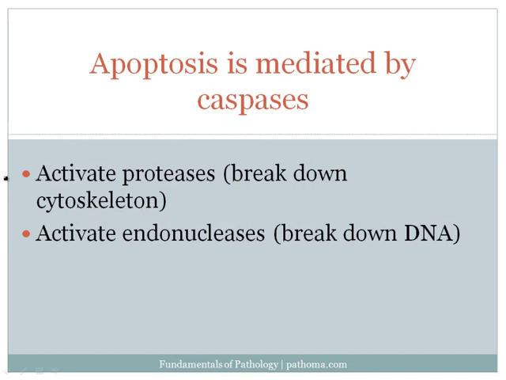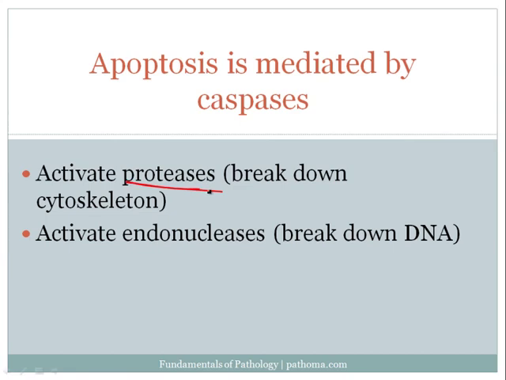Now, the key mediator of apoptosis is something called a caspase, and that's high yield. So caspases are the enzymes that mediate apoptosis. And what do they do? They do a couple of things. Number one, they activate proteases. And why do they activate proteases? Because the cytoskeleton needs to be broken down.